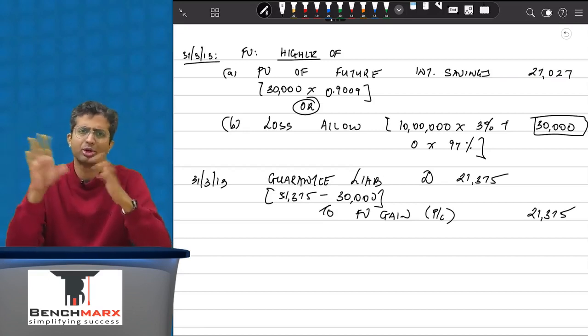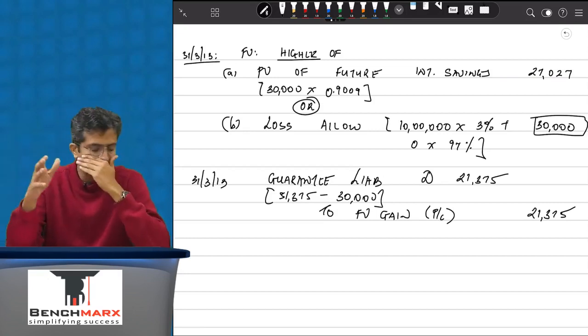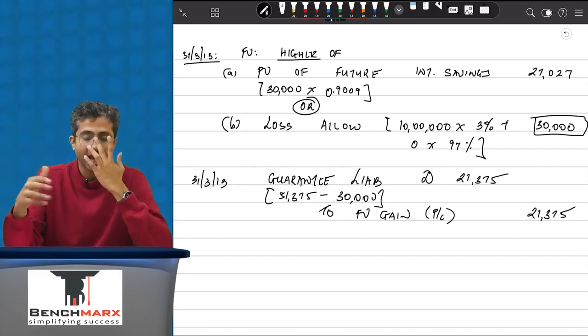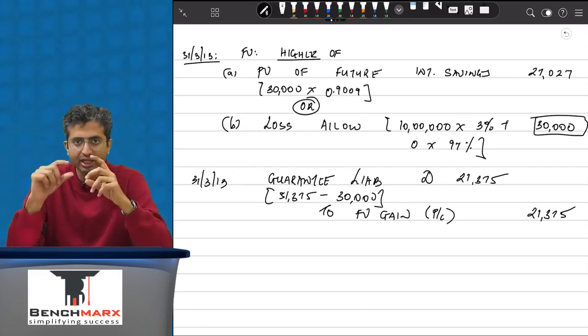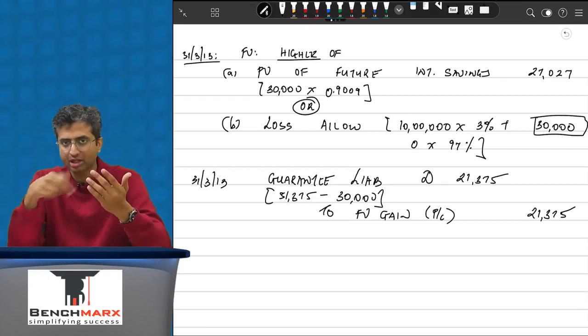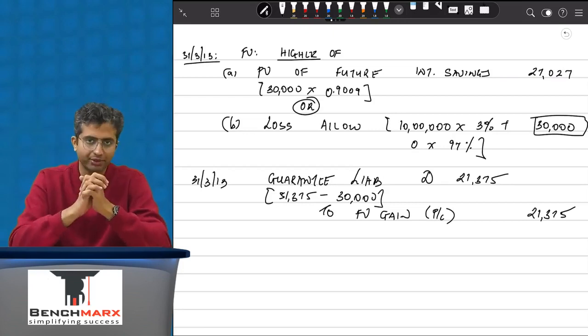So ultimately over a period of 3 years, 73,311 went to the P&L. However, if the debtor defaults and you have to make a payment, then whatever payment you make, the guarantee liability will be debited to bank, and whatever is the remainder will go to the profit and loss account.